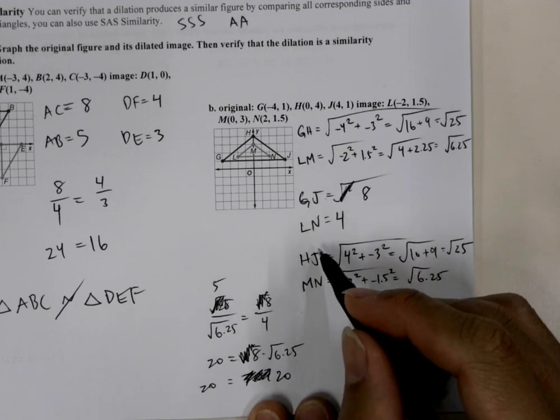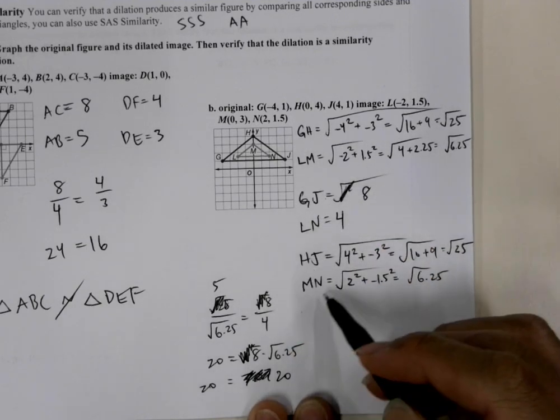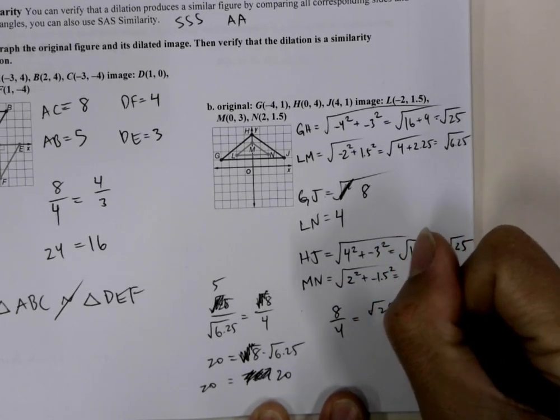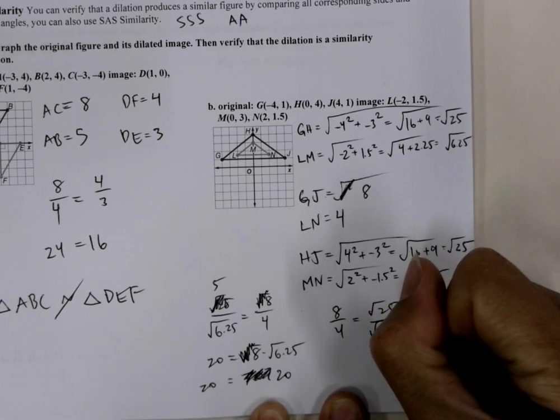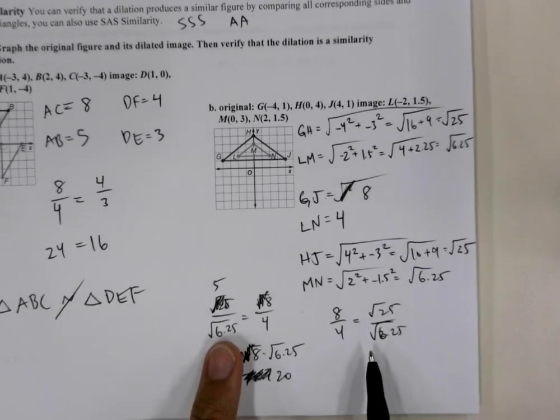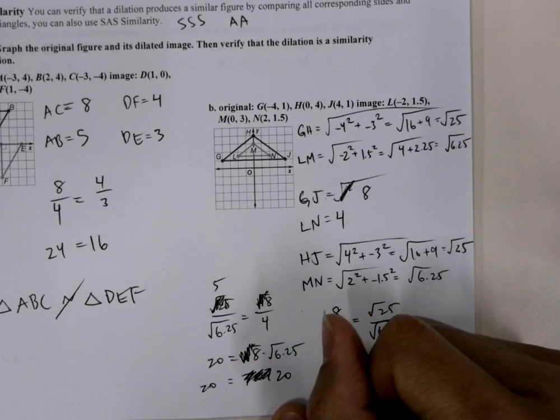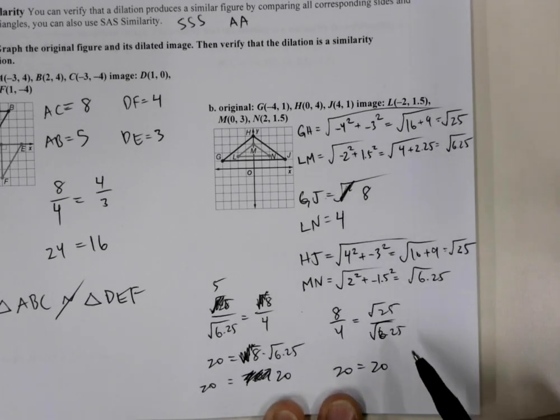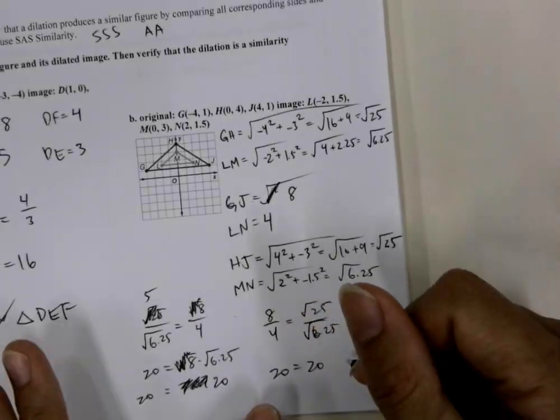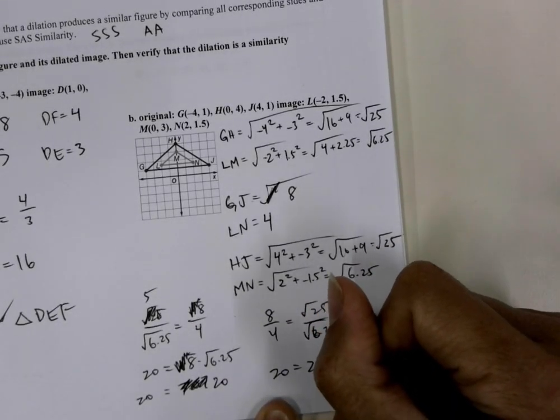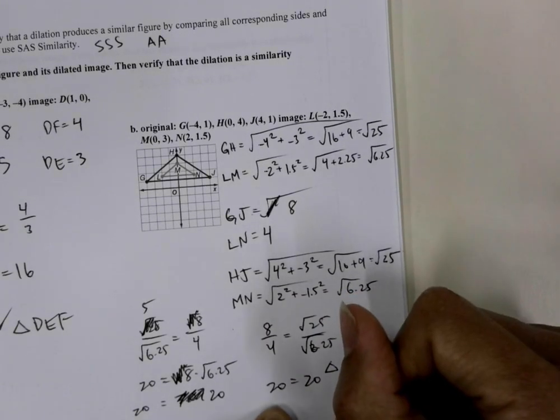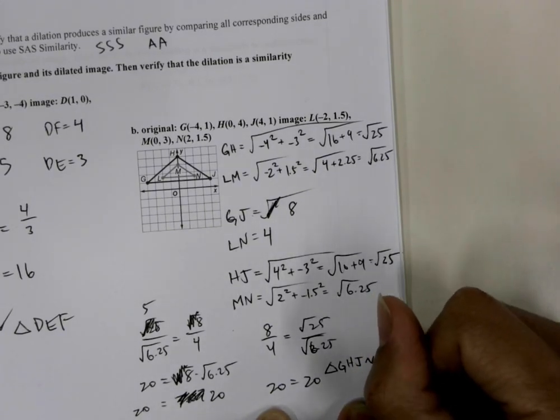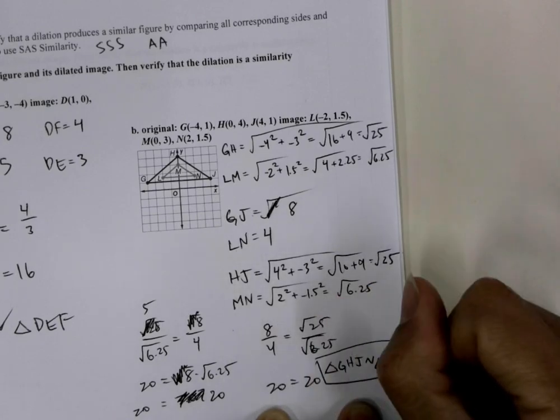And then we are going to now check, let's do these two and these over these two, right? So let's do 8 over 4 is equal to square root 25 over square root 6.25. And these are actually the same proportions as over here. So it's going to become 20 is equal to 20. And so we can say that the two triangles are similar, and of course we're going to end our problem with a similarity statement saying triangle GHJ is similar to triangle LMN, like so. I'll box that.